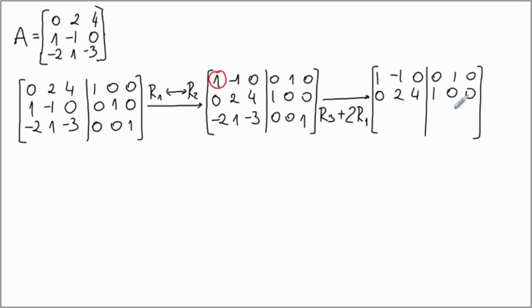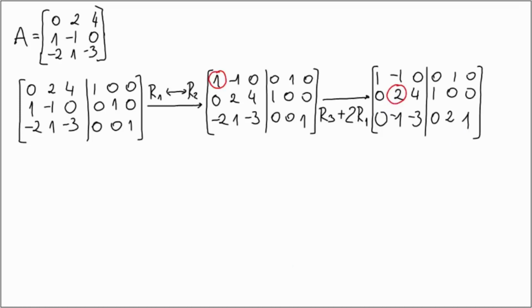We have -2 plus 2 times 1, which is 0. 1 plus 2 times -1, which is a -1. -3 plus 0 is -3, 0. Here you have 0 plus 2 and 1 plus 0. We move on. The next diagonal entry becomes our pivot.